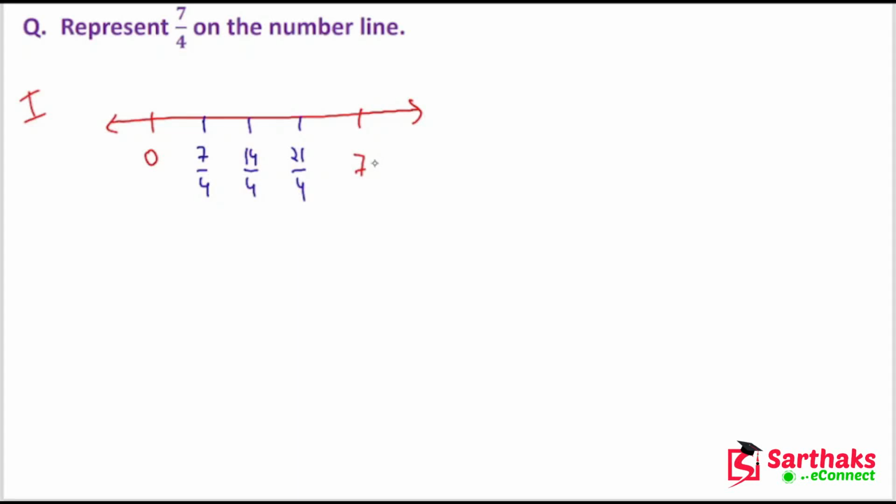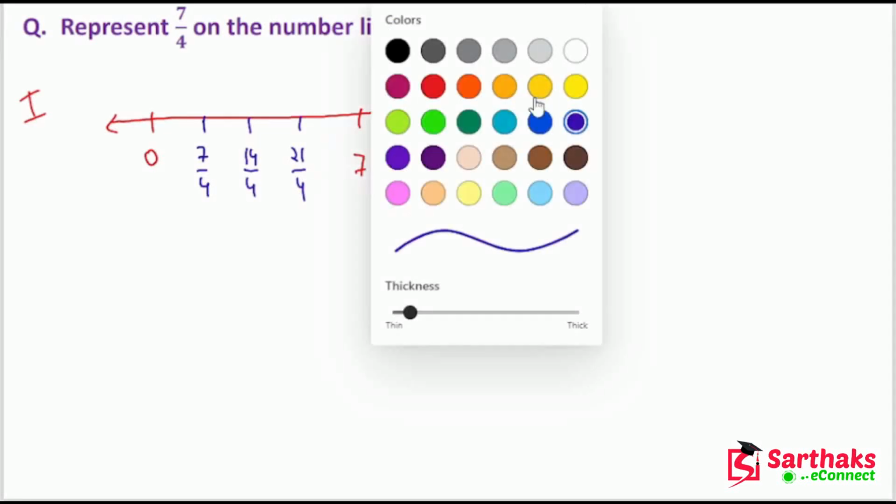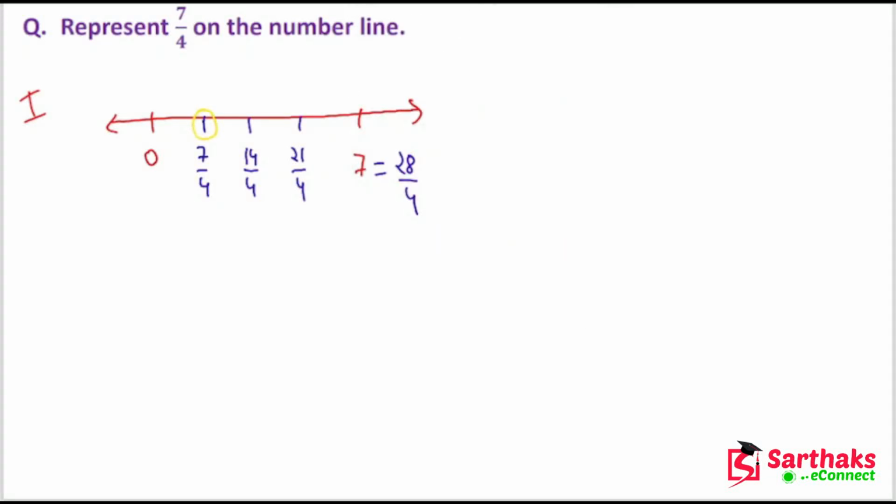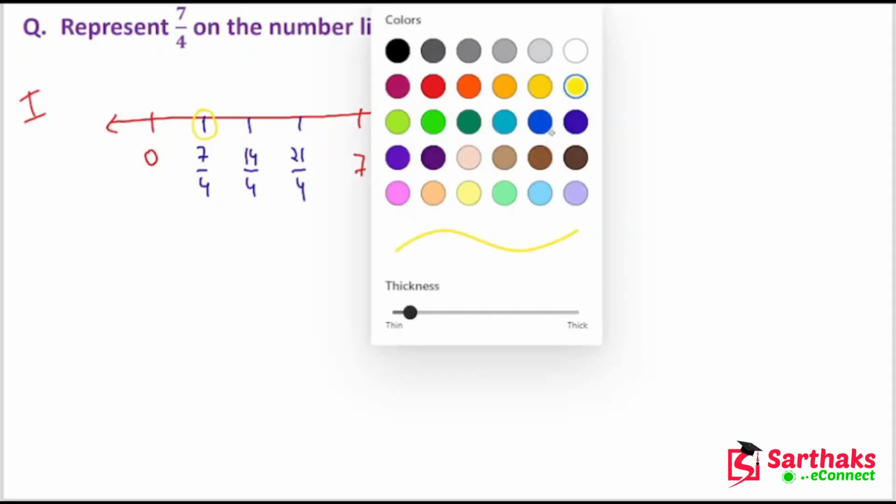That is, denominator 4. And it is what? 28 upon 4, which is true. But we have to represent only 7 upon 4. So you can mark it like this. So you have just represented 7 upon 4.